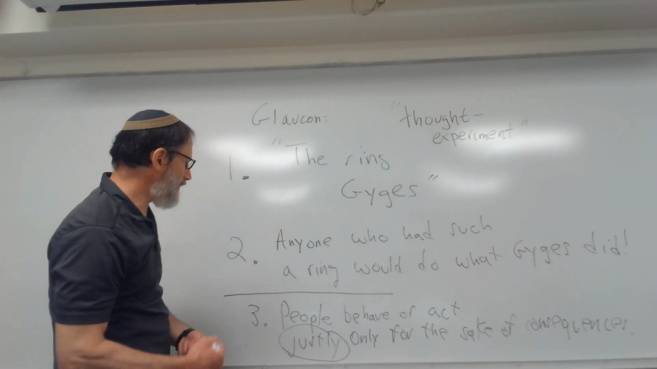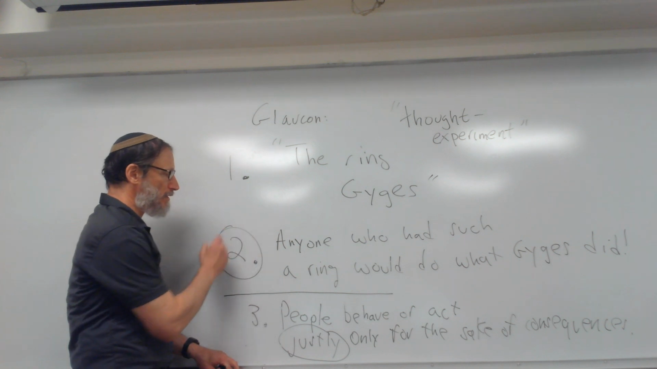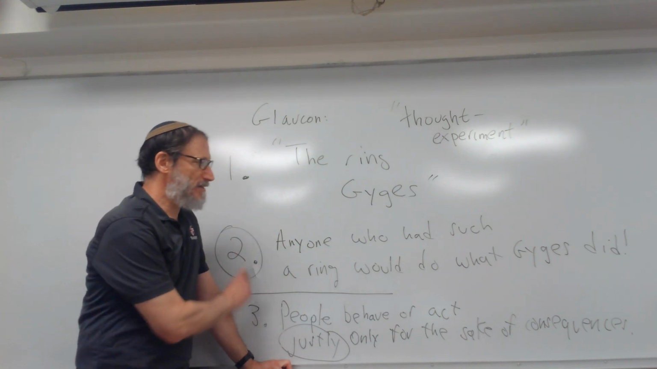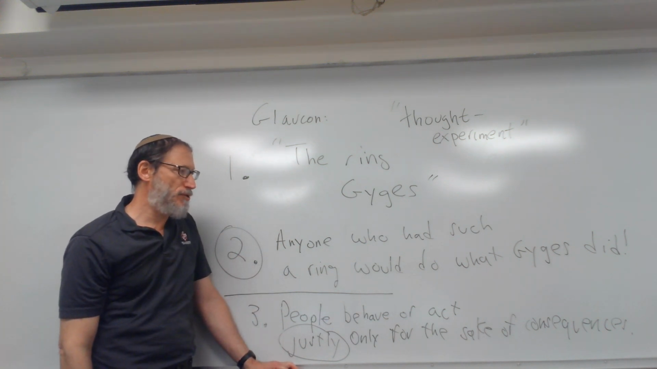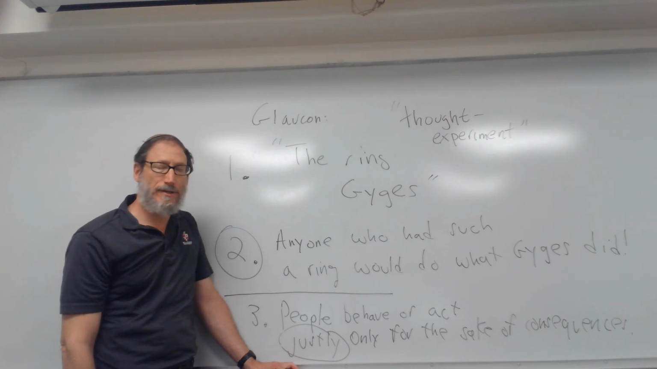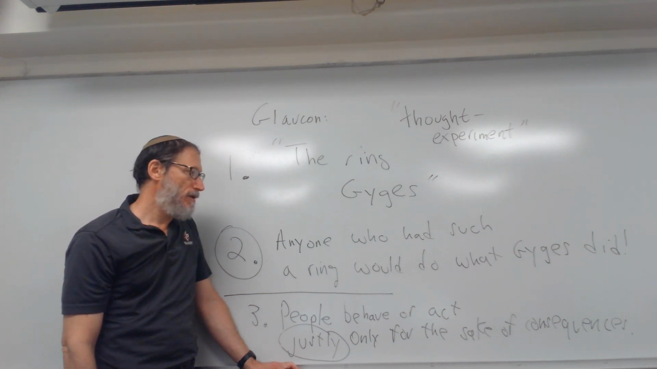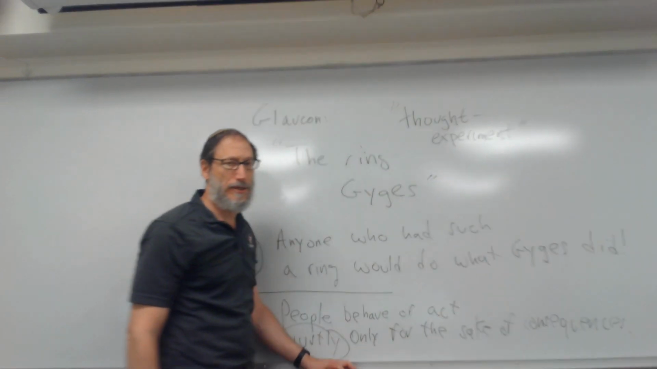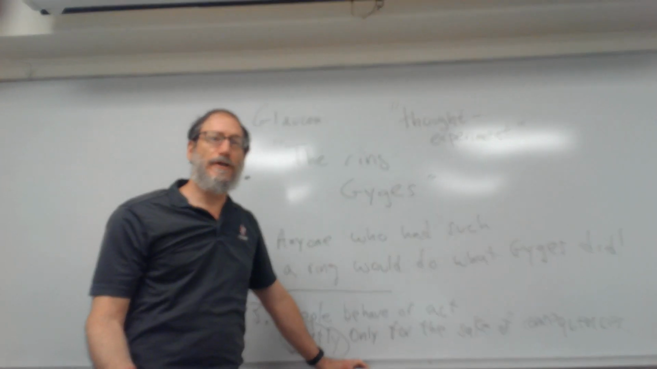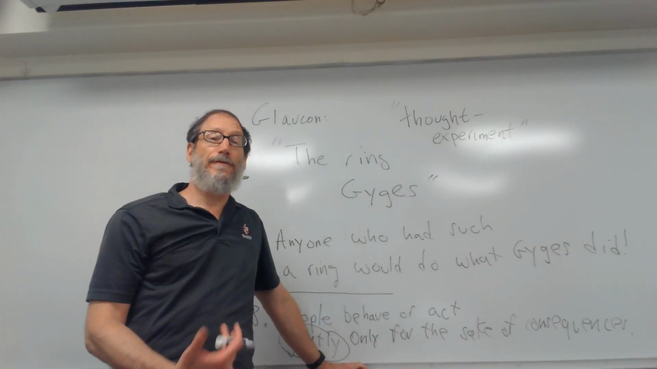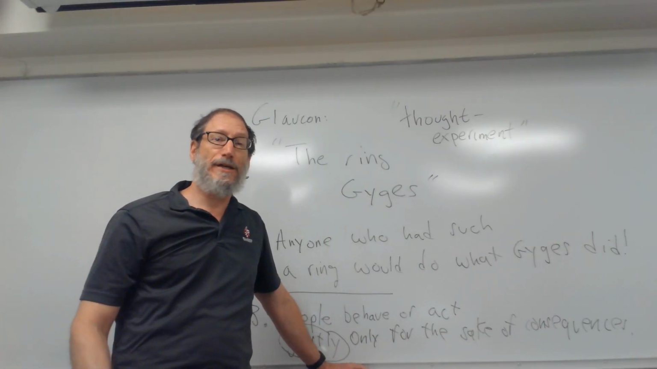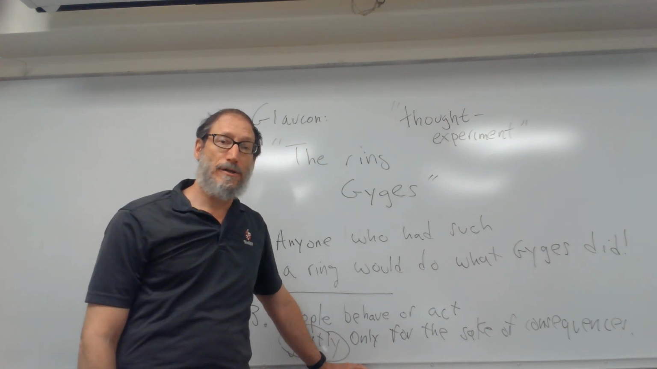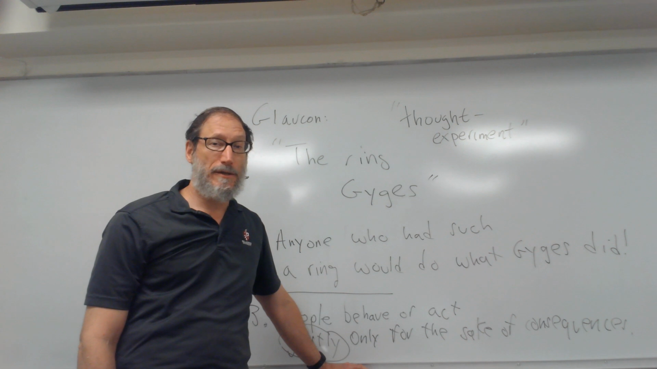So another thing to consider is number 2, of course, okay? Is this really true? Anyone who had such a ring would do what Gyges did. And again, we said already that we're not talking about exactly what Gyges did, but you have to think to yourself about what would you do if you had a ring that made you invisible. Would that change your behavior? Would you start doing things that are unjust? That's what Glaucon is claiming, that you would start doing things that are unjust.